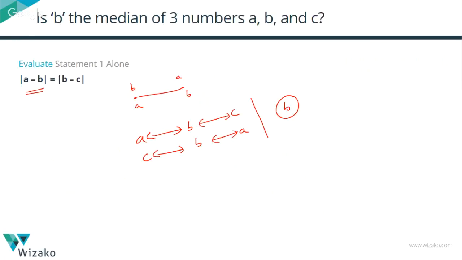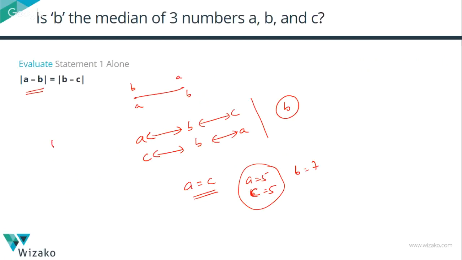Hold on. Did they say these numbers are distinct numbers? They have not mentioned that. So if that's the case, can A be equal to C? For example, let's say A is equal to 5, C is also equal to 5, B is equal to 7. Is the distance between A and B the same as the distance between C and B? In that case, what is going to be the median? It is either going to be A or it's going to be C. It certainly is not going to be B. So what could be the median? Median could be B or median could be one of these two numbers. This will happen when A equals C. If A is not equal to C, B is the median. If A equals C, B is not the median.